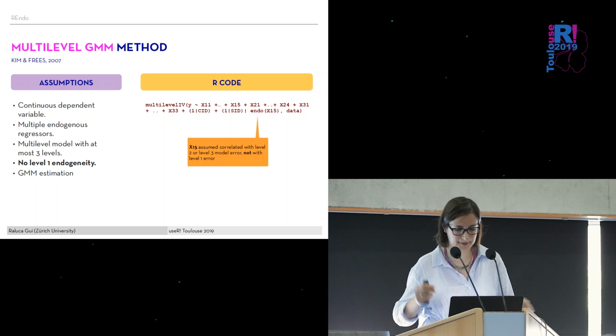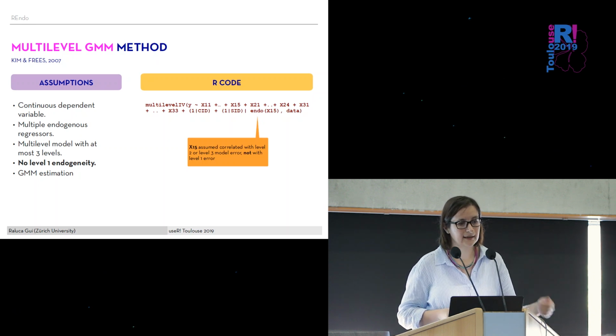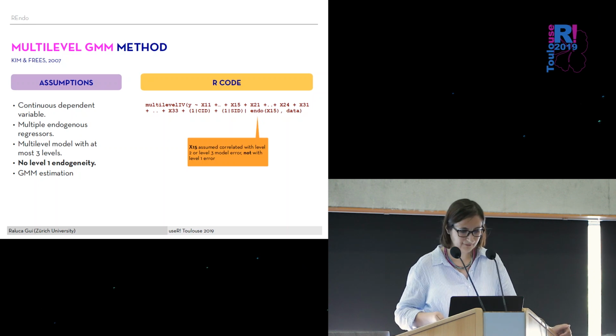What is nice is that this method outputs a comparison of the random effects model with the fixed effects model and with the GMM model at different levels. And then it tells you, with an omitted variable test, which one you should select.